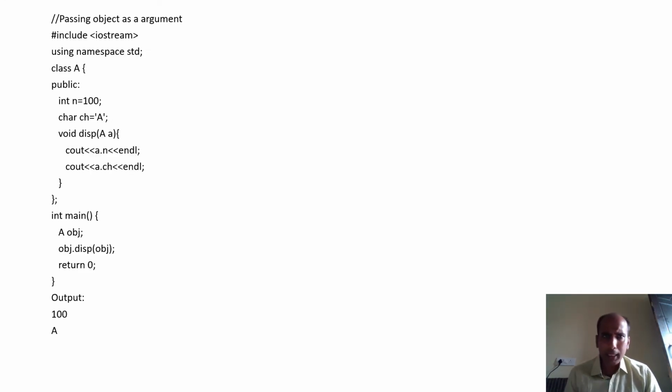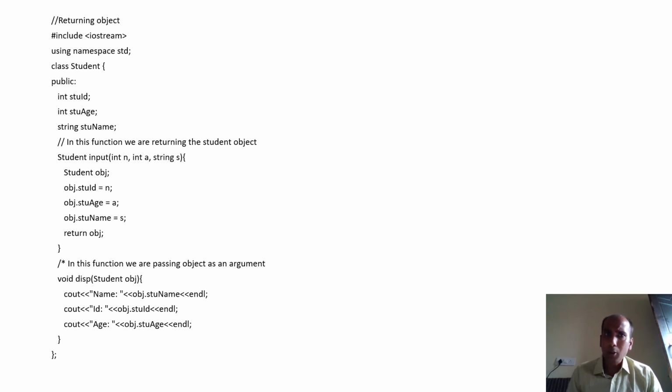I have created a class A and you are looking, there is a function display inside the class which is receiving an object. The type of the object will be the class name, because class is a data type and an object is a type of class. And you are looking, I am passing an object there and displaying the value of n and the value of ch. You will say that 100 and a will be displayed. That's very simple.